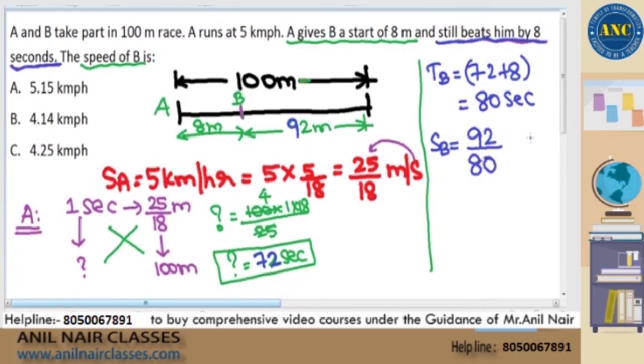92 by 80 meters per second, but the options are in kilometers per hour. Convert meters per second into kilometers per hour. Multiply by 18 by 5, right? Multiply by 18 by 5. If I simplify all these things, I will get the answer as 4.14 kilometers per hour. I am sure that you know how to simplify all these things. I will not waste my time in simplifying. Answer is 4.14 kilometers per hour. Very, very easy logical way of solving the questions. I hope everyone is able to understand the methodology which is being implemented in these problems.